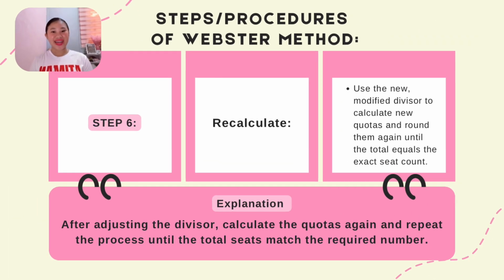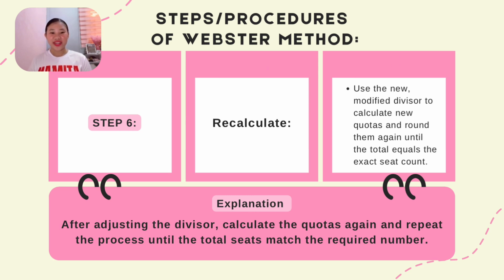And lastly, recalculate. We recalculate the quotas using the new divisor and round them again. This process is repeated until the total number of seats exactly matches the required number of seats to be distributed. So those are the steps or procedures in solving the problems using the Webster method. By following these steps, calculating the standard divisor, determining the quotas, rounding the quotas, checking the total seats, and adjusting the divisor if necessary, we can distribute the seats fairly and accurately based on the population.